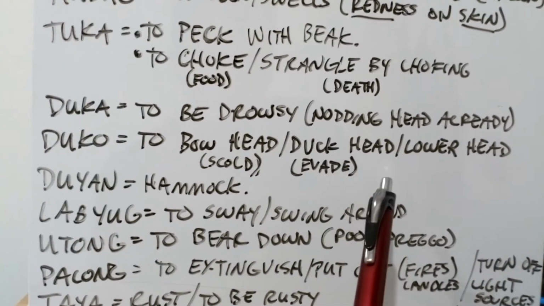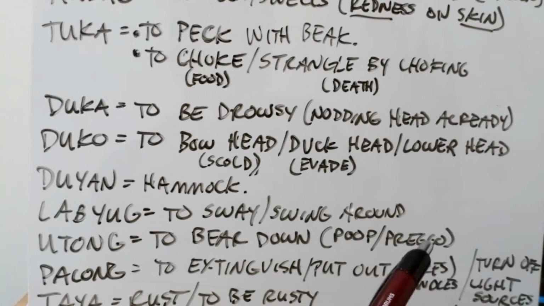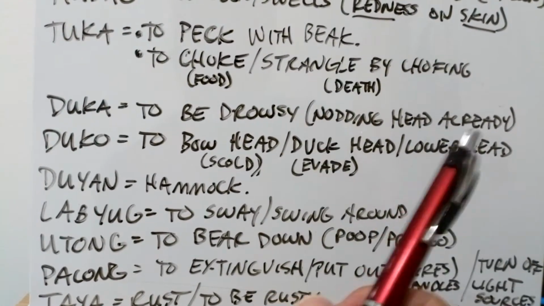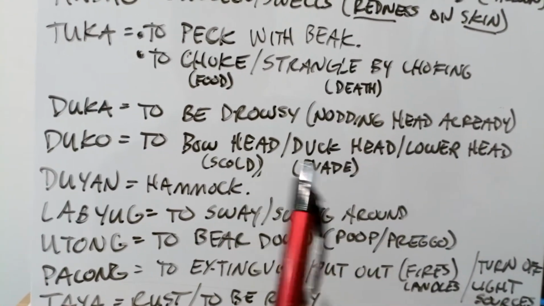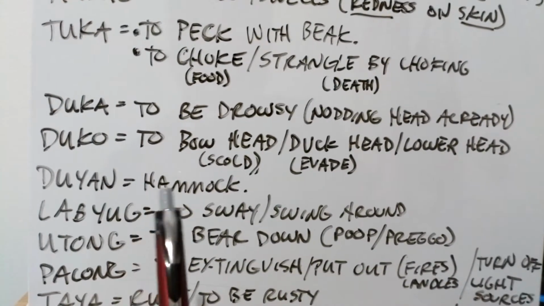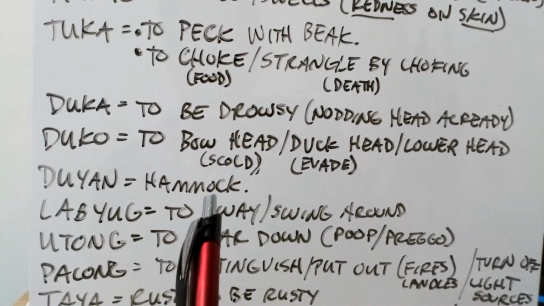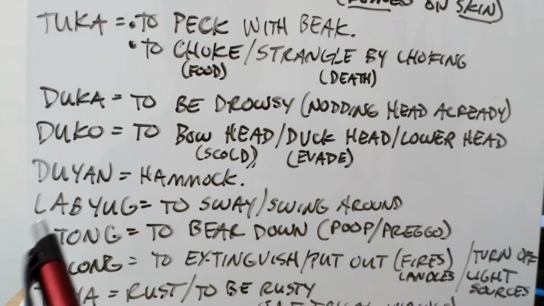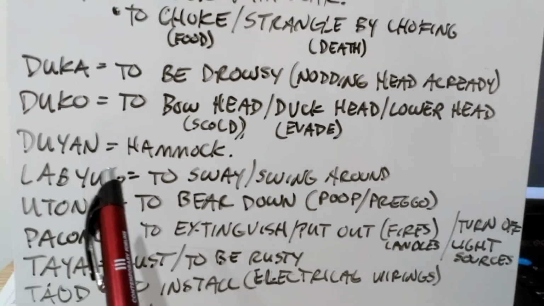Duko can also mean to lower your head or duck your head to evade something. Maybe you were walking in a passageway and there was something on top of you, and then you lowered your head to evade it, to avoid it, right? So you don't bump your head into it, right? So duko can mean that, to lower or bow your head, and it's specific to that. Duyan means hammock, as in a hammock that you swing side to side and sleep in.